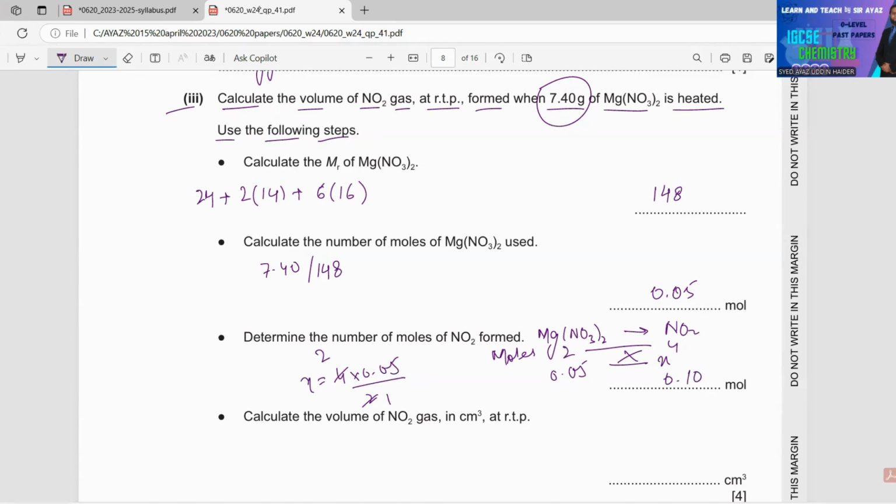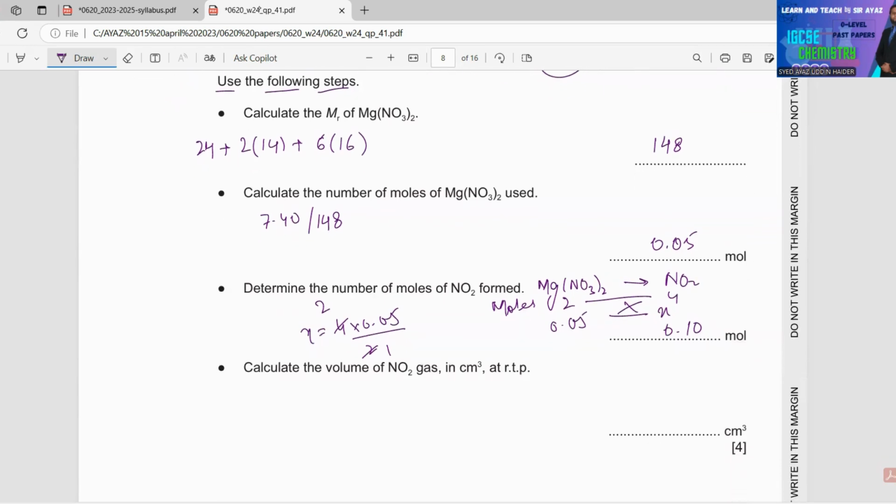case. Now calculate the volume of NO2 gas in centimeter cube at RTP. They are asking the answer in centimeter cube. You know, at RTP, it must be 24,000 centimeter cube. 1 mole of any gas occupies a volume of 24,000 centimeter cube. So we multiply number of moles by volume at RTP. It becomes 0.10 multiplied by 24,000. Answer becomes 2,400 centimeter cube.